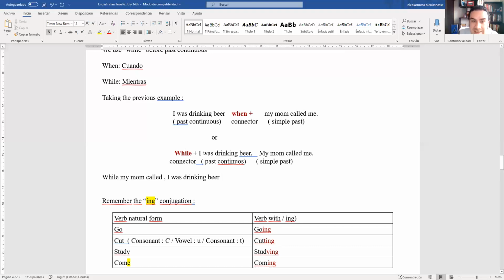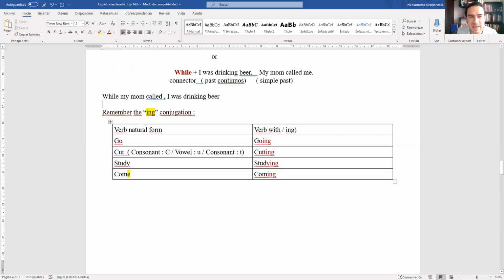Siempre, si usan el while, tiene que ir después el pasado continuo. Si usan el when para conectar ambas oraciones, tiene que ir después el pasado simple. ¿Ok? I think it's clear. Ok, remember the ing conjugation, ¿no? Remember ing. So, for example, the verb go with ing is going.